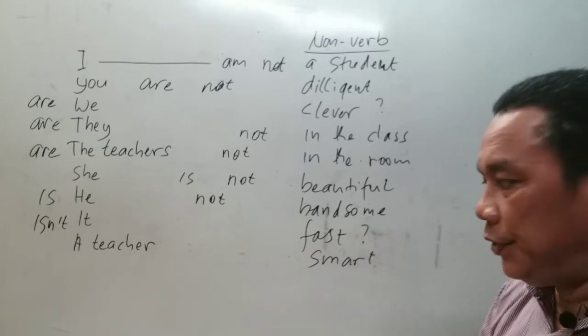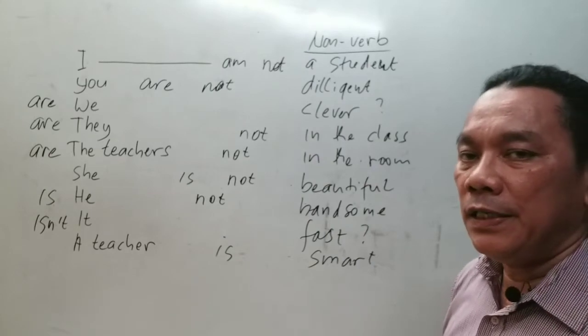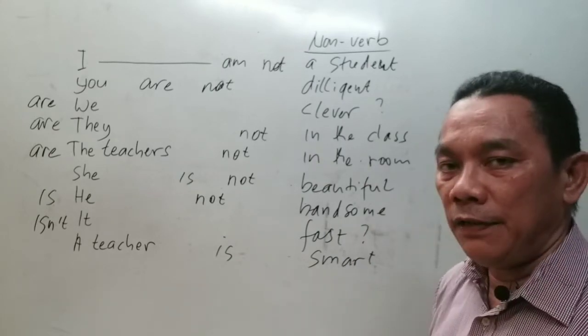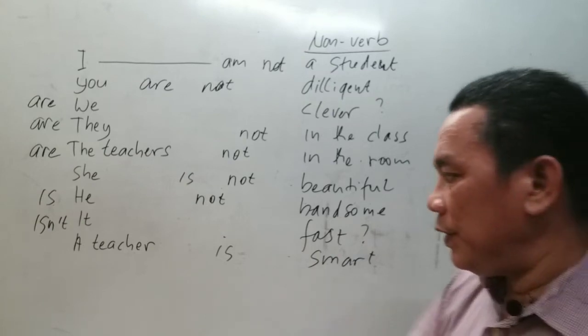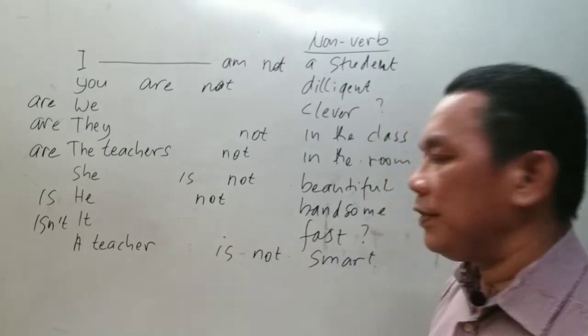Now let's say, the teacher is smart. And then we change this into a negative sentence. We say, the teacher is not smart.